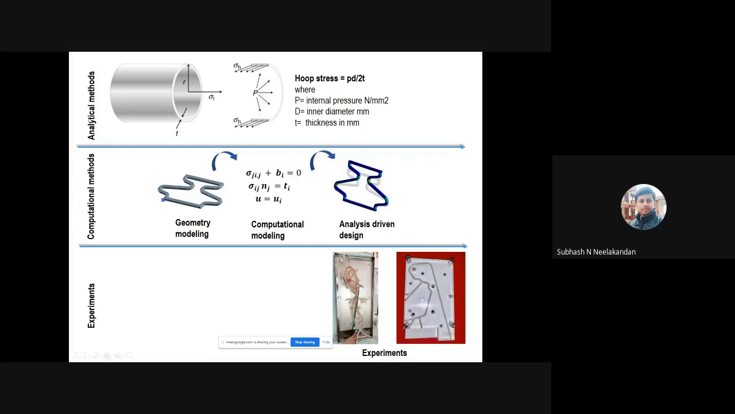Similarly, for electrical and electronic devices, there are different predictive analytical methods, computational tools, software, and experimental systems. Sometimes we need to develop an experimental system of our own, or we can go for accredited and approved systems which are available in the market.